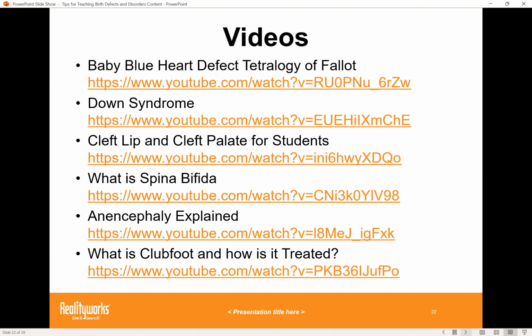You could do a mini unit featuring one condition each day of the week. You could even set up a variety of birth disorder and conditions stations around the room. And then at each station, showcase a short informational video. And then if you have a model or some type of hands-on activity to pair with that video, that can make for a very engaging way to teach this content to your students.